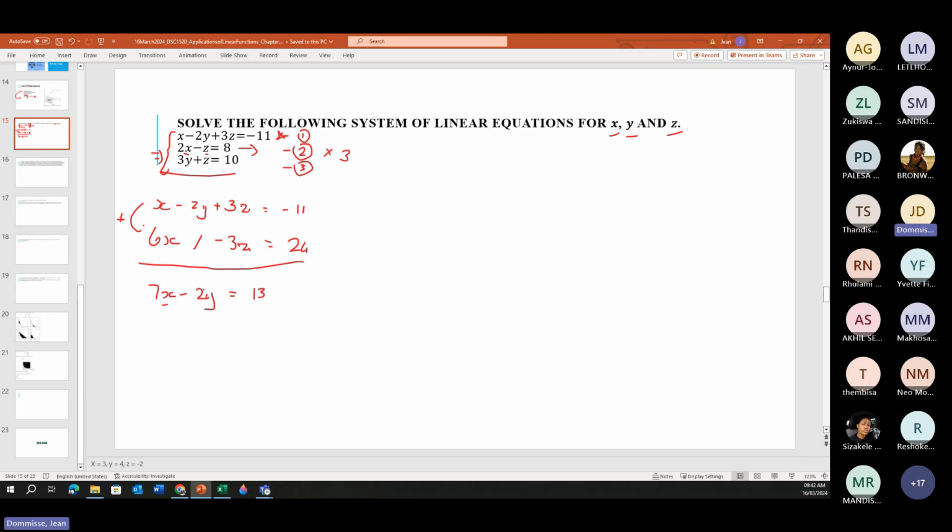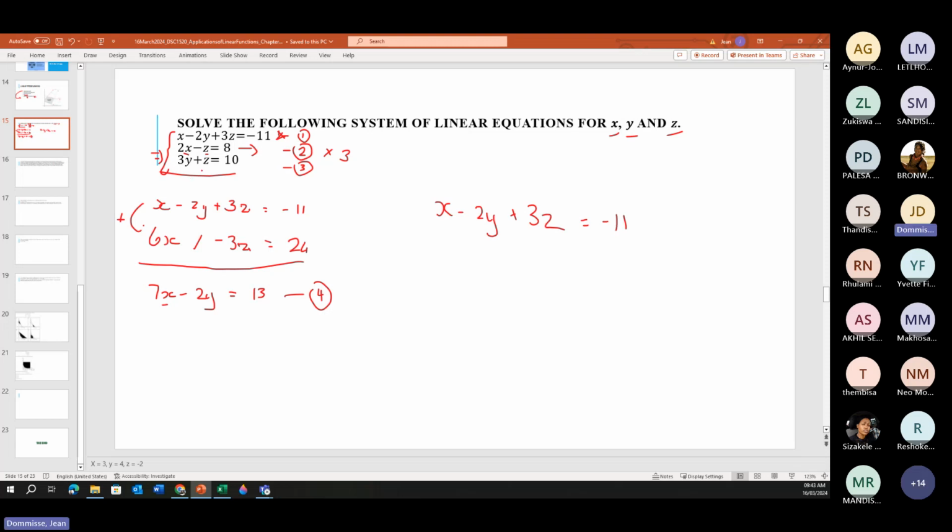So that stays minus 2y, 3z minus 3z is 0, so that will fall away. And then minus 11 is equal to 24. Okay, so that will give me a new formula that I can work with. The same principle I will apply to the third formula, sorry. So again, I will have 2x minus 2y plus 3z is equal to minus 11.